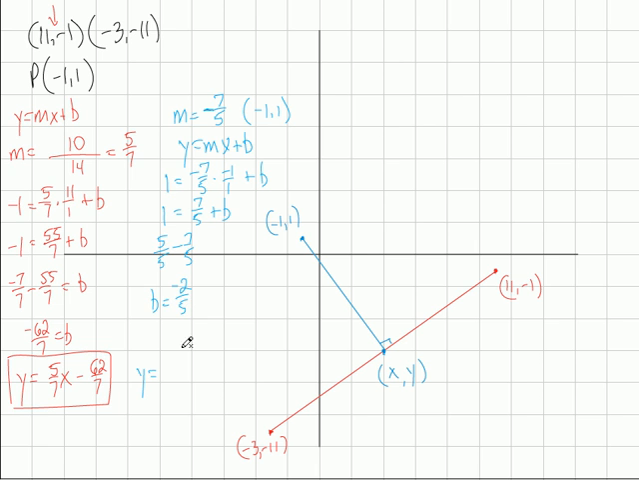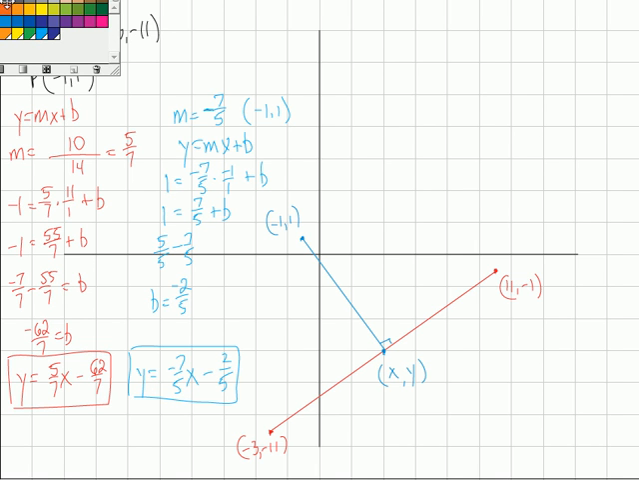y equals negative 7/5 x. Our slope, negative 2/5. And there's our other one. Okay? So really, all we did was just found the equation of both of those lines. That's stuff you did in Algebra 1, isn't it?